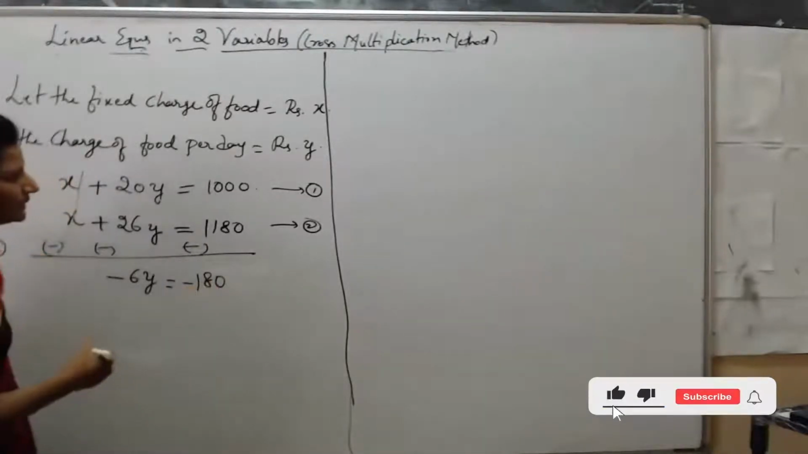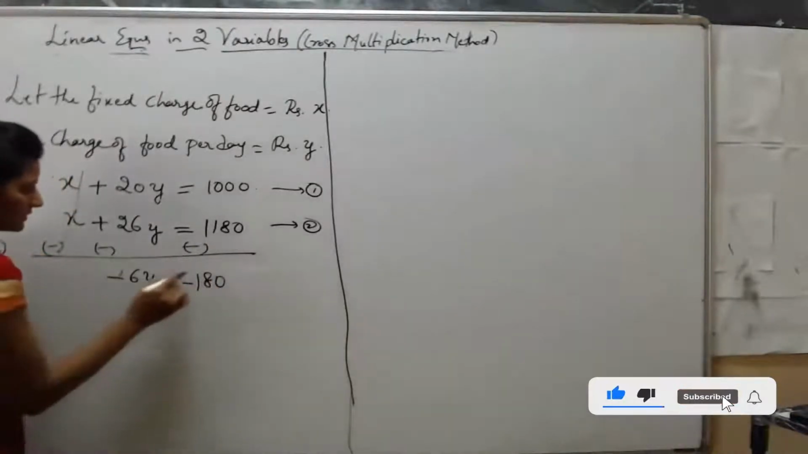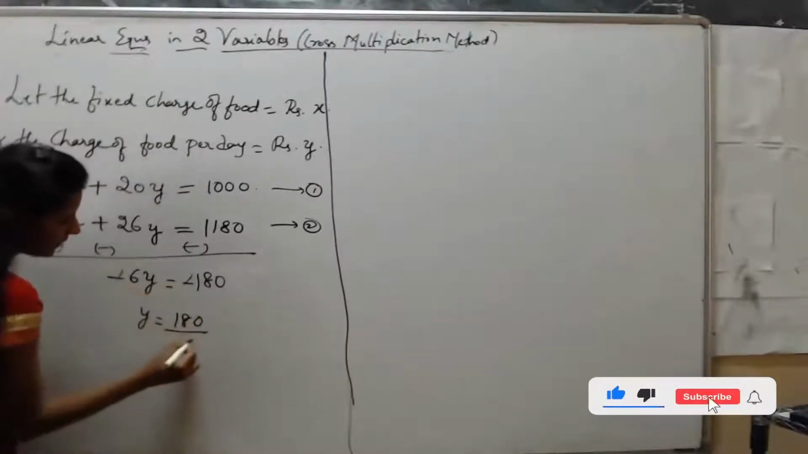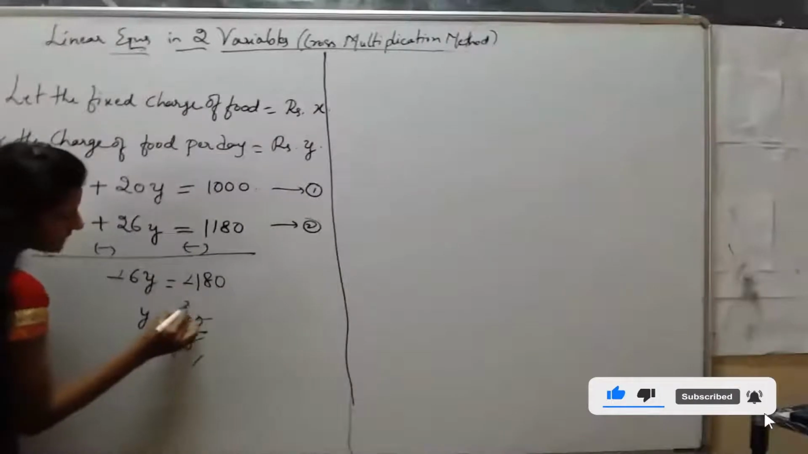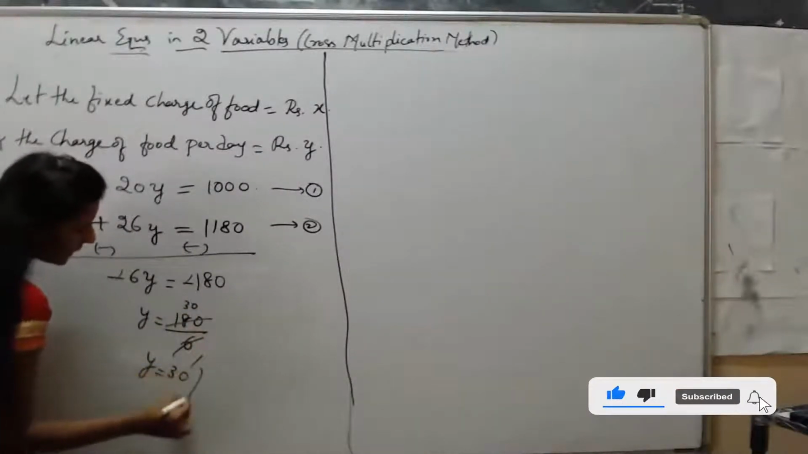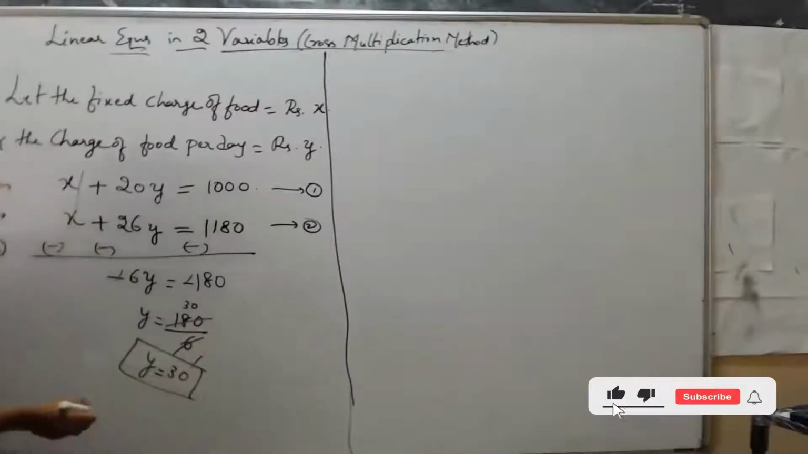180, that is minus. Okay. Y is equal to minus, minus get cancelled. 180 by 6, 6 3s are 18. Therefore, y is equal to 30 rupees per day.